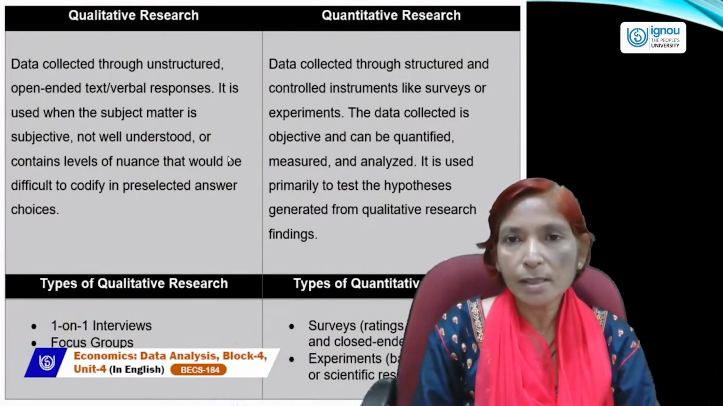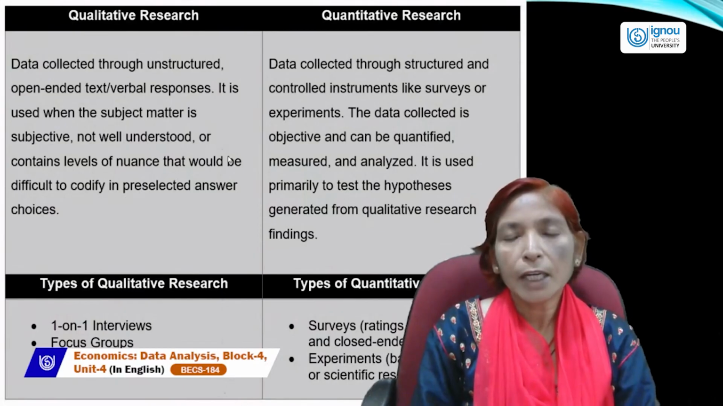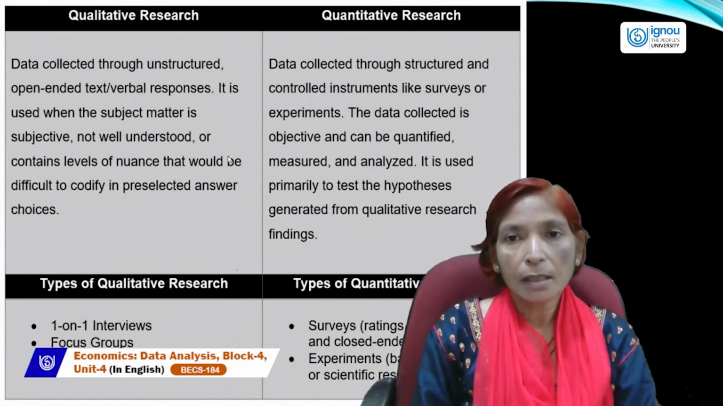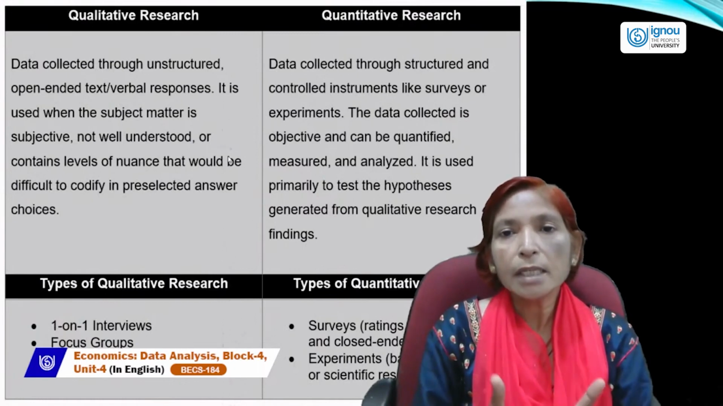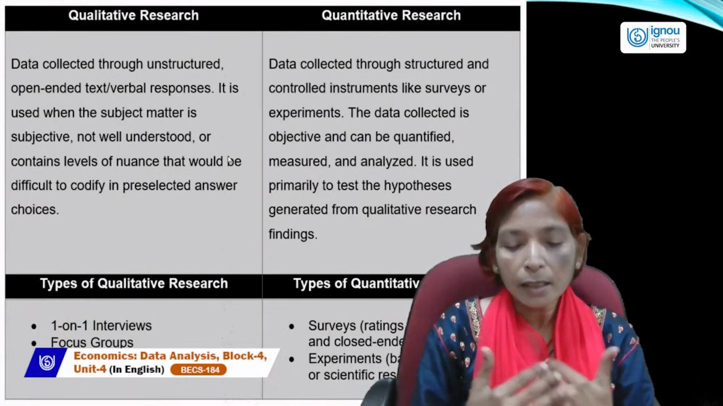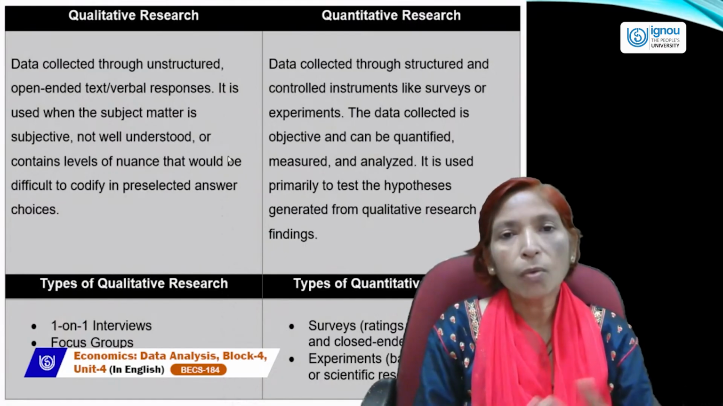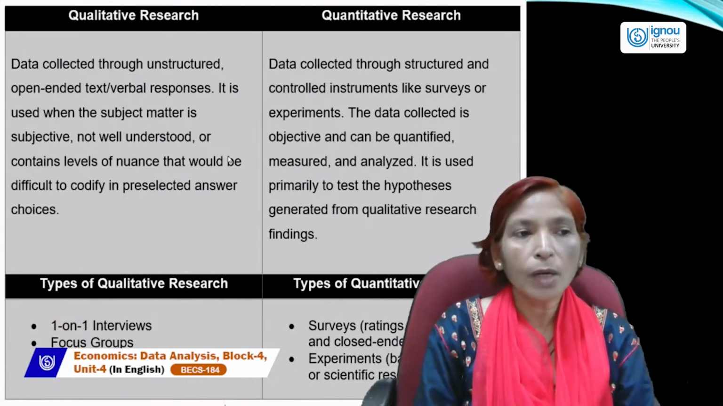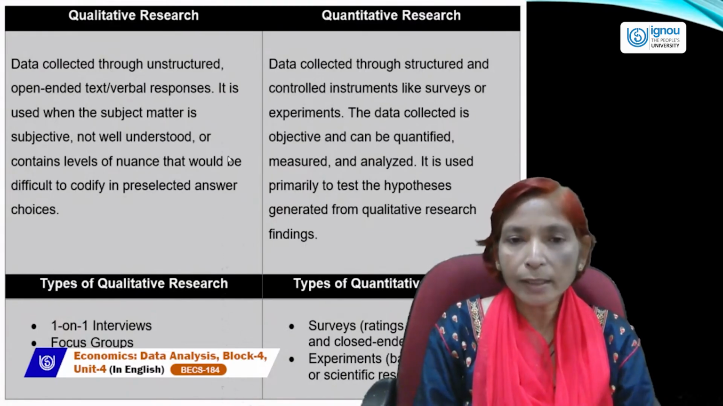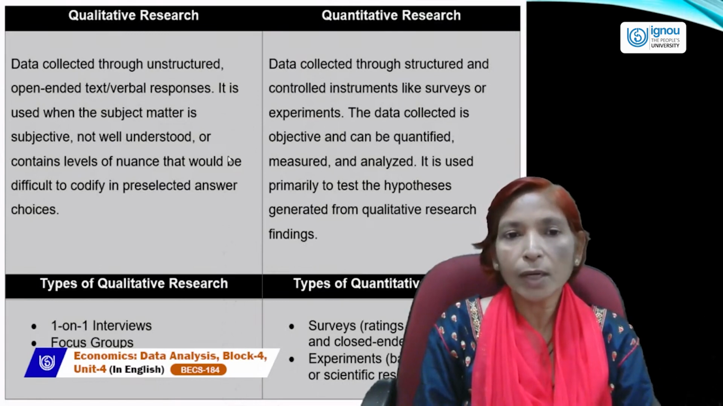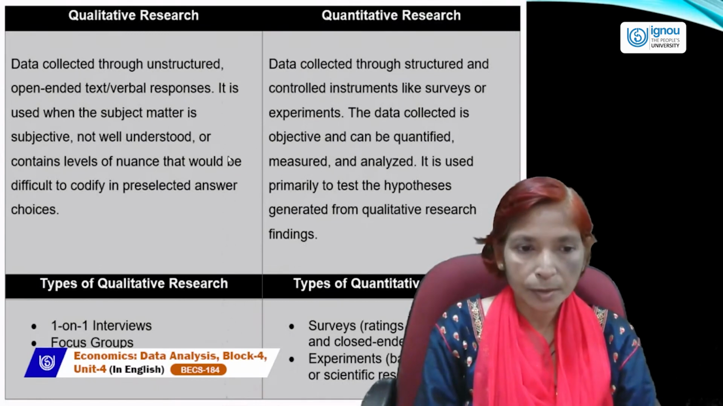First of all, you must know what research is. Research means finding information or knowledge which was previously found by another person. If you search again and find some new things, that is called research. Re means again and search means find out. If we find out anything new in the previous research, that is called research. And research may be qualitative or quantitative. If we are collecting data through unstructured, open-ended responses, that is qualitative research. But if we are collecting data through structured and controlled instruments like surveys or experiments, that is called quantitative research.